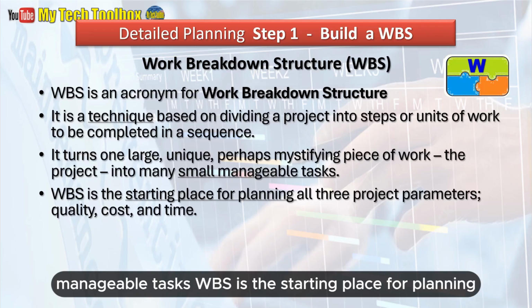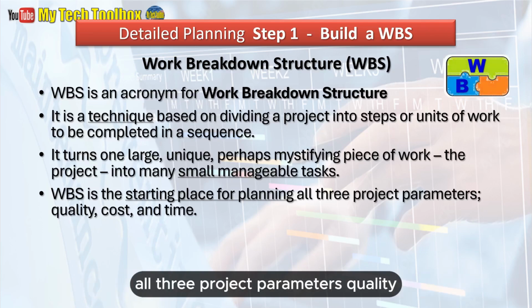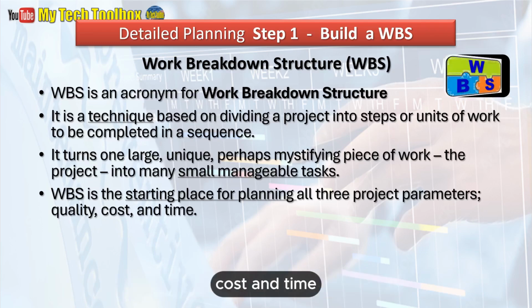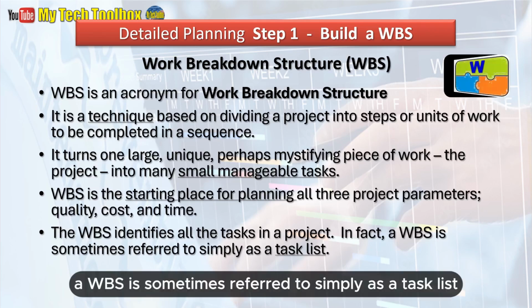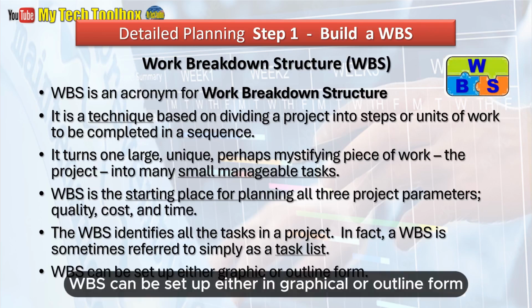WBS is the starting place for planning all 3 project parameters: quality, cost, and time. The WBS identifies all the tasks in a project. In fact, a WBS is sometimes referred to simply as a task list. WBS can be set up either in graphical or outline form.